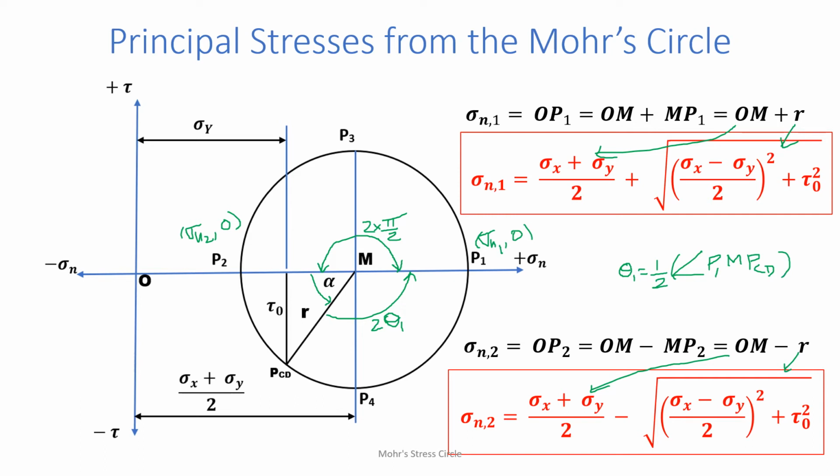So if you believe me, by simply measuring OP1, we know the maximum principal stress. By measuring OP2, we know the minimum principal stress. By measuring this angle, we know the position of plane P1, and we take half, so theta 1 will be the actual angle between the planes, half of this. Similarly, taking half of this angle, we know the position of P2 with respect to PCD.